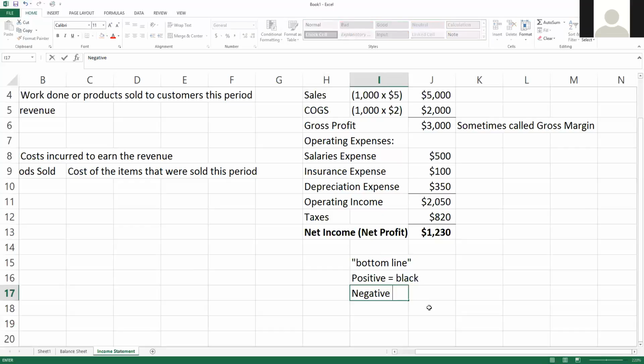And imagine if we came down to the bottom of our income statement and we did these subtractions, we came out with a negative number. That wouldn't be good news. That would mean that all these expenses were higher than any revenue or sales that we made, and we ended up with a loss.